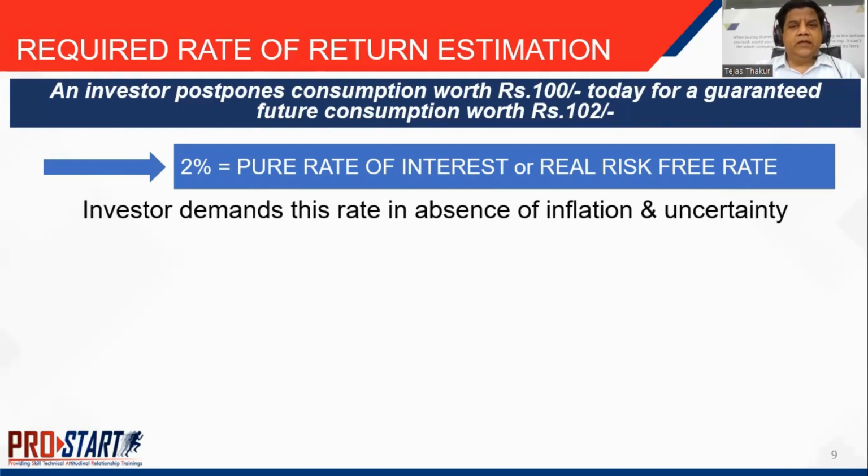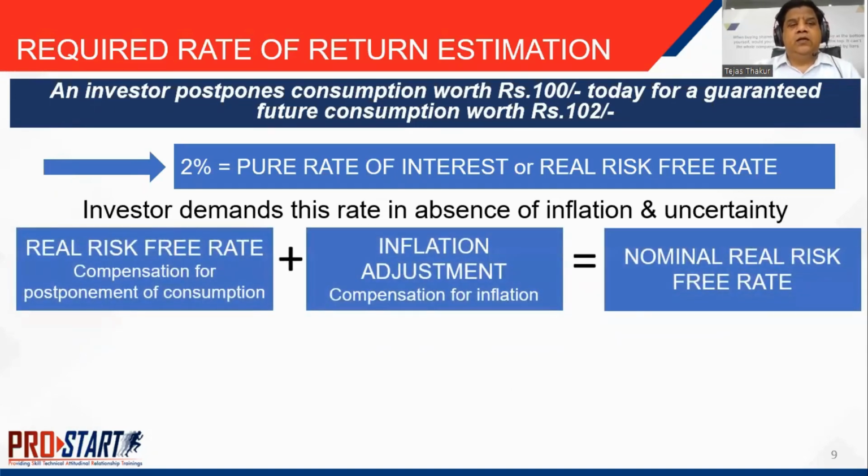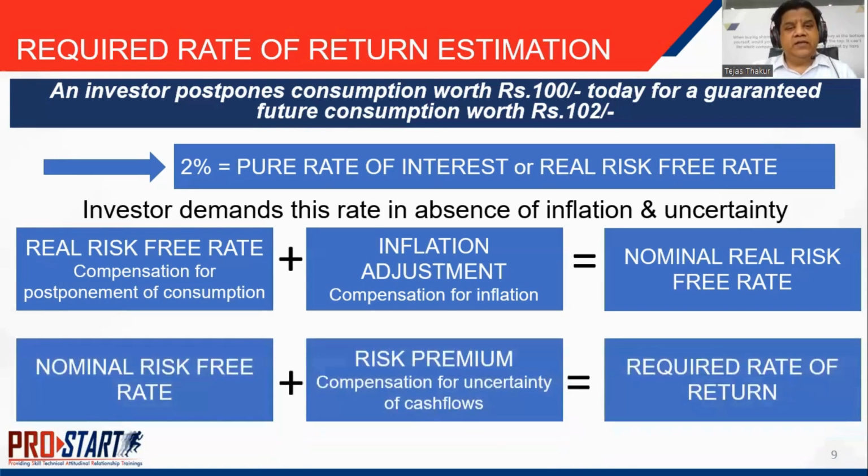Now, obviously, a normal rational investor would not be satisfied with only a pure rate of interest. He or she would want more. That is inflation adjustment and uncertainty adjustment. So this pure rate of return is what is demanded in absence of inflation and uncertainty. Now, the real risk-free rate plus inflation adjustment is nominal risk-free rate. And the nominal risk-free rate plus the risk premium is the required rate of return.